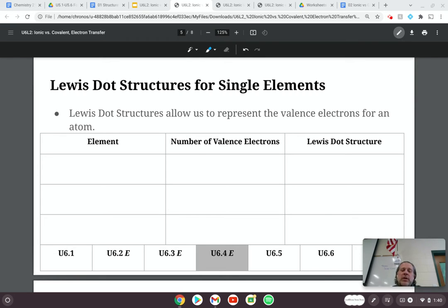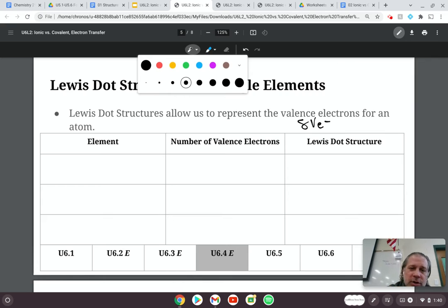So when we talked about valence electrons, we remember that valence electrons were in the outermost energy level, and the number of valence electrons that an atom can have total is going to be 8 valence electrons. Now, when we draw Lewis dot structures, we're only drawing or representing the electrons that are in the outermost energy level or shell, those valence electrons.